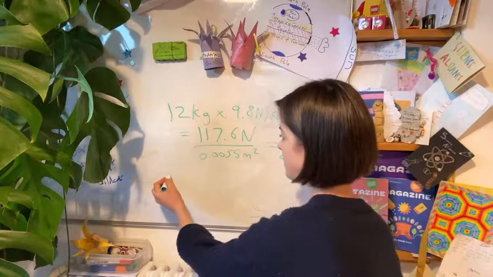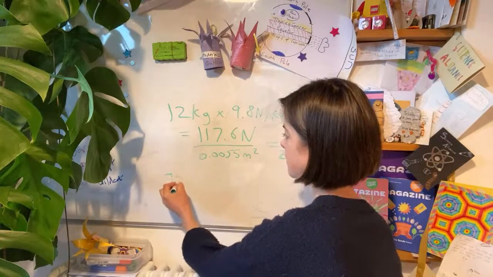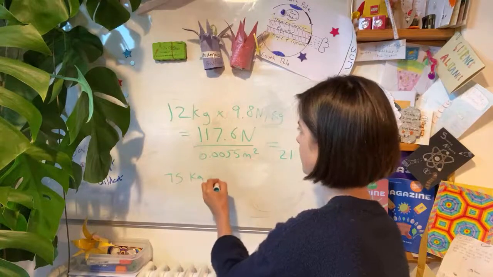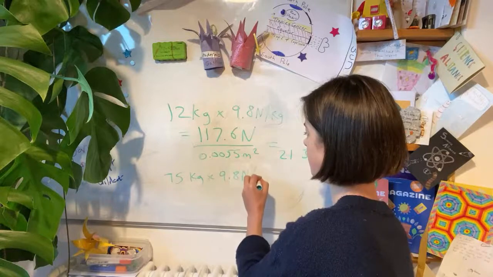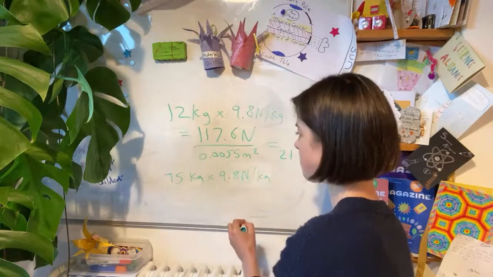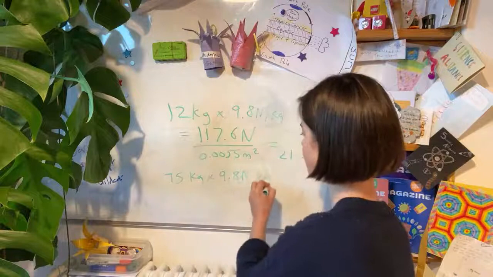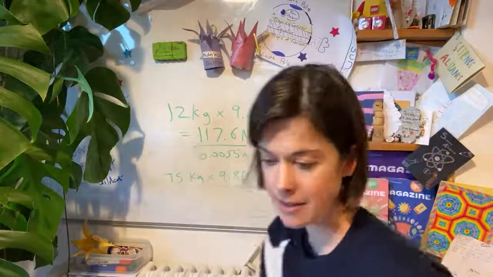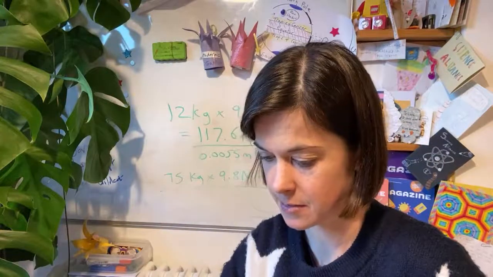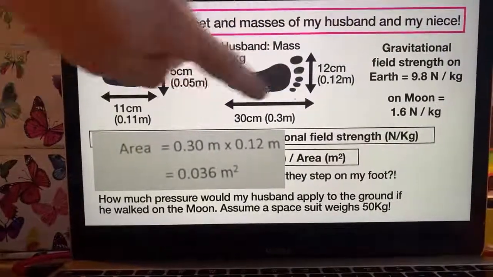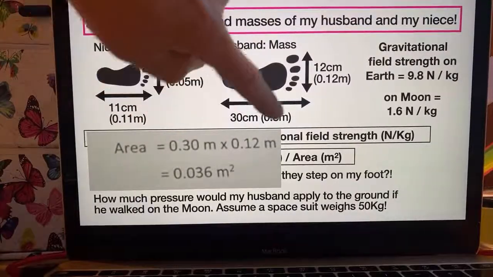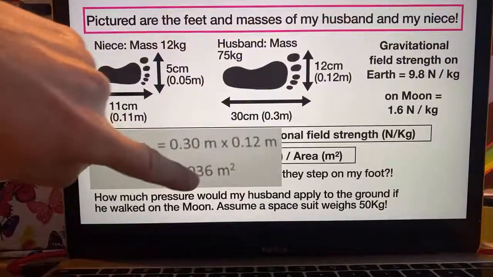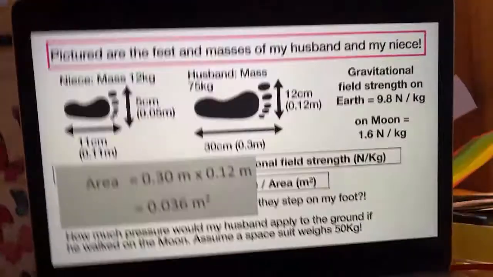So he weighs 75 kilograms. So we've got to find his weight, and he's on Earth, so we'll times that by 9.8 newtons per kilogram as well. And then, so if that's his weight, let's just do it all together. We're going to divide that by the area of his foot, which I've already worked out. It's this, we'll just pretend their feet are rectangles. So the area of his foot is 0.3 meters times 0.12 meters, which is 0.036 meters squared.